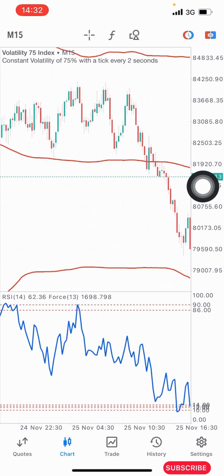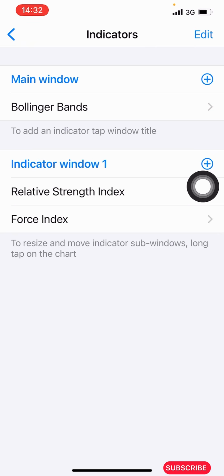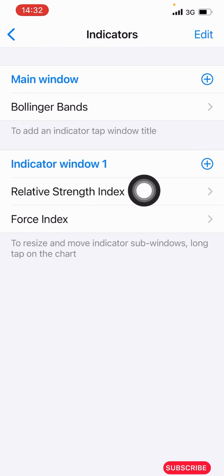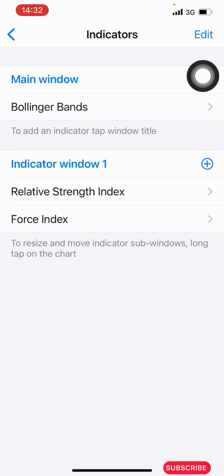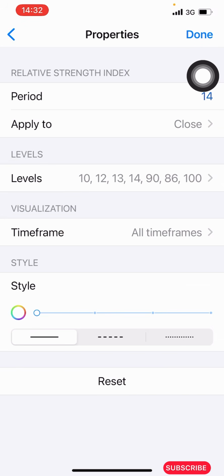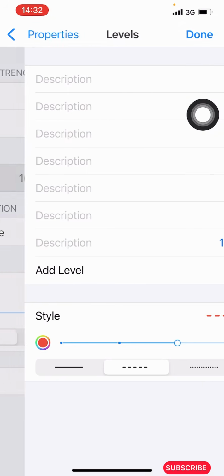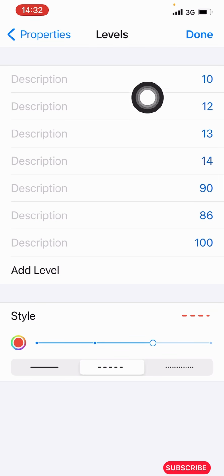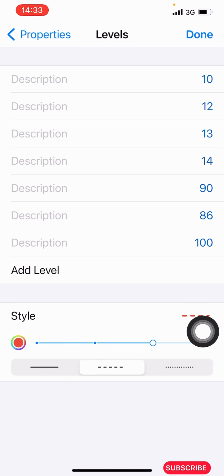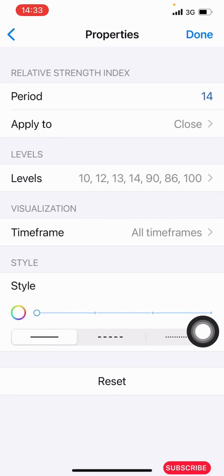After adding that, the next indicator we have here is the relative strength index, which we are going to be using for our levels. So you are going to be clicking on this plus icon again, and then you search for your relative strength index. As you can see here, the period is 14, applied to close. For the level, you are going to make it 10, 15, 90, 86, and 100. After that, you make the color red, and you click on done. That is it for the levels.